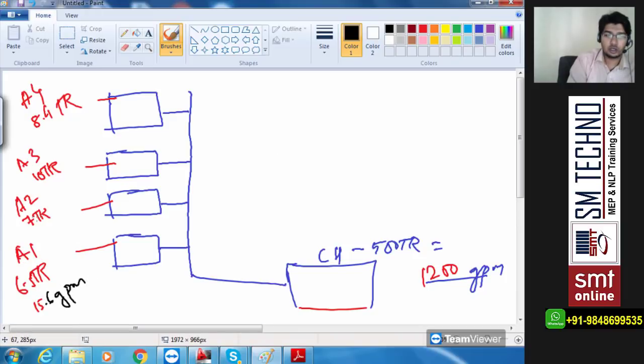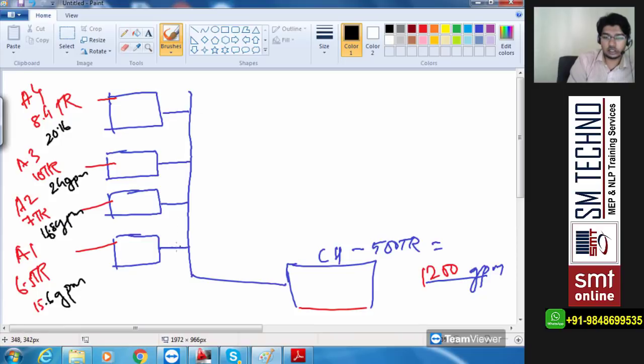15.6 GPM. Mr. Sriram, you can do this one. Recheck if it is coming correct. Yes, 7 TR gives 16.8 GPM. Okay, 10 TR will be 24. Last, 8.4 TR gives 20.16.